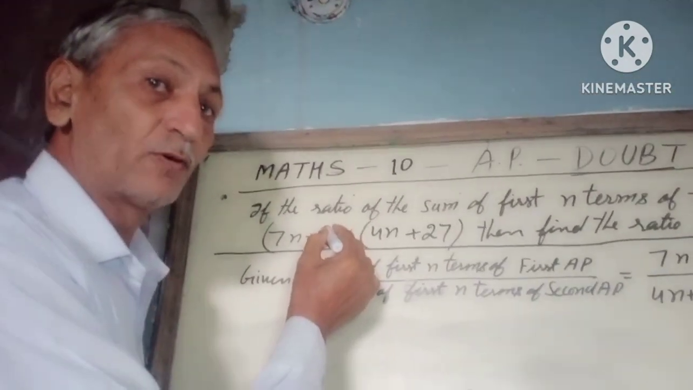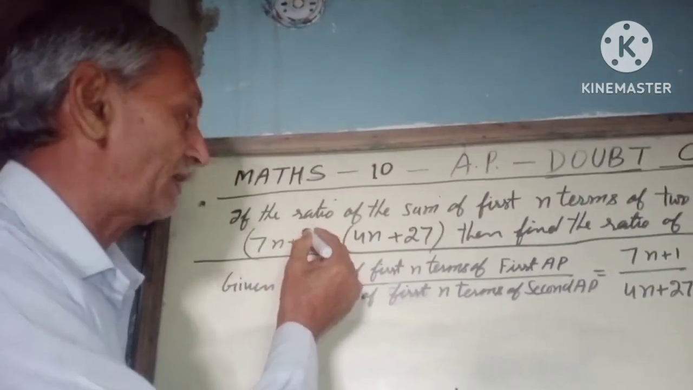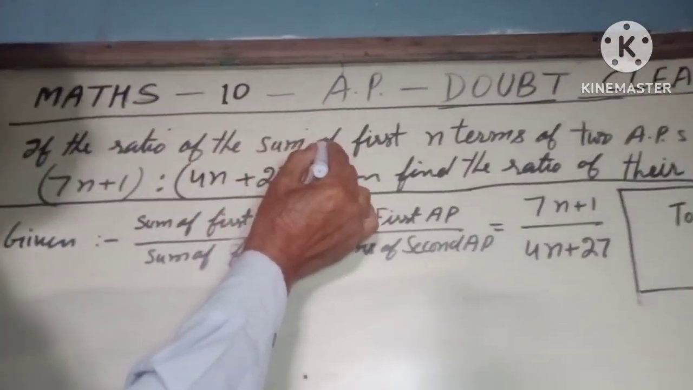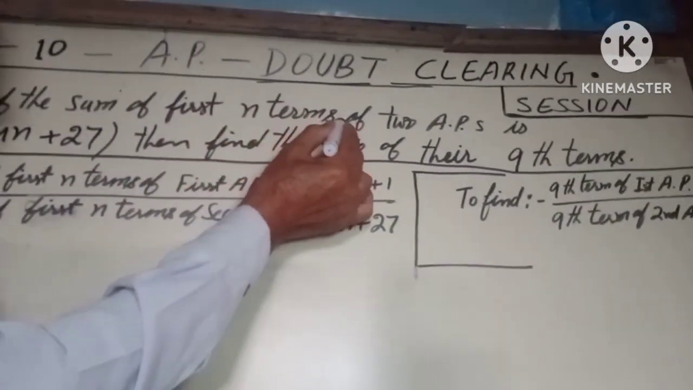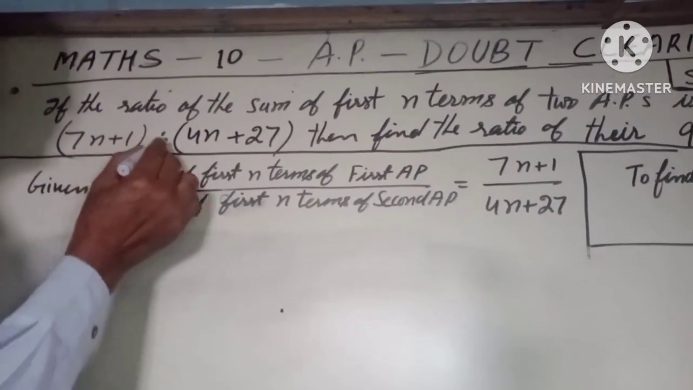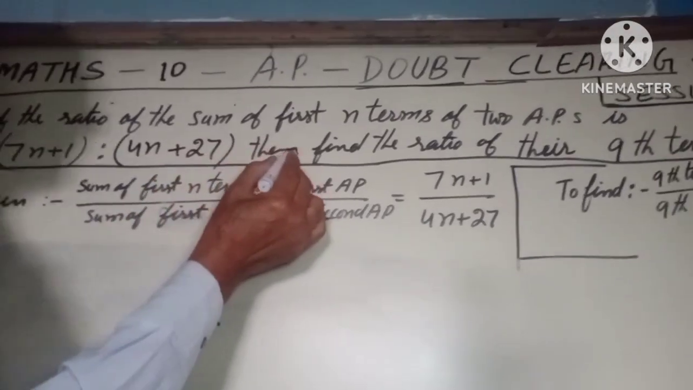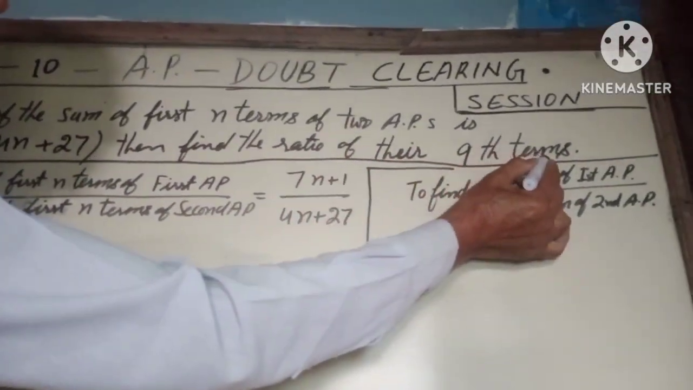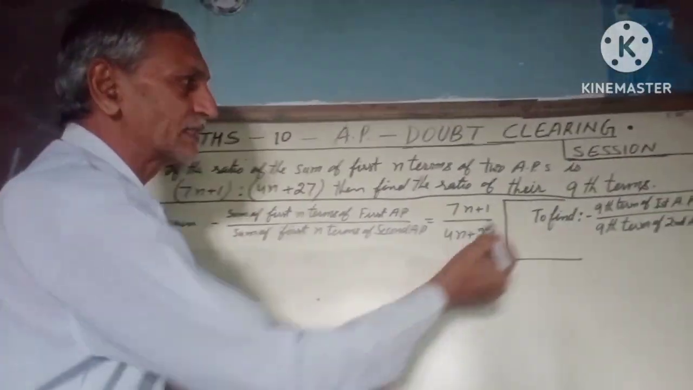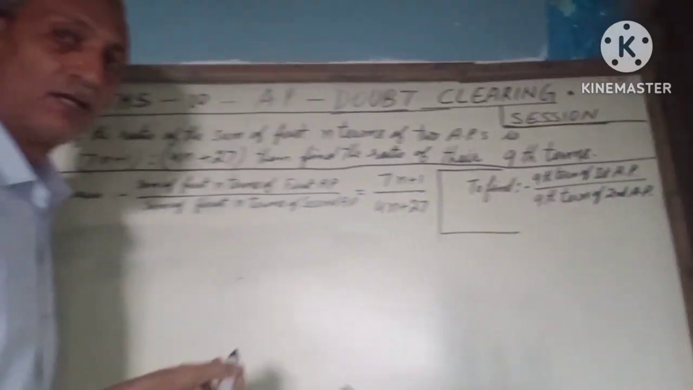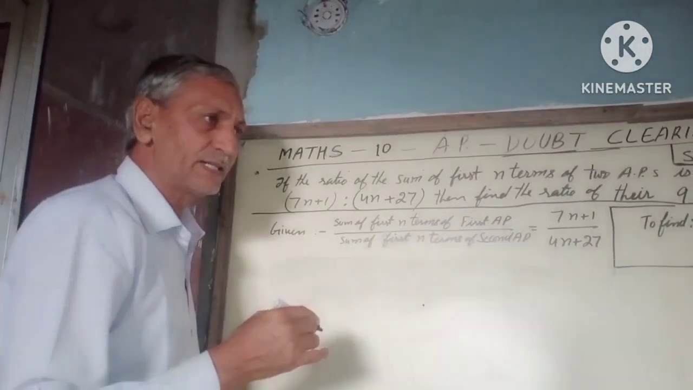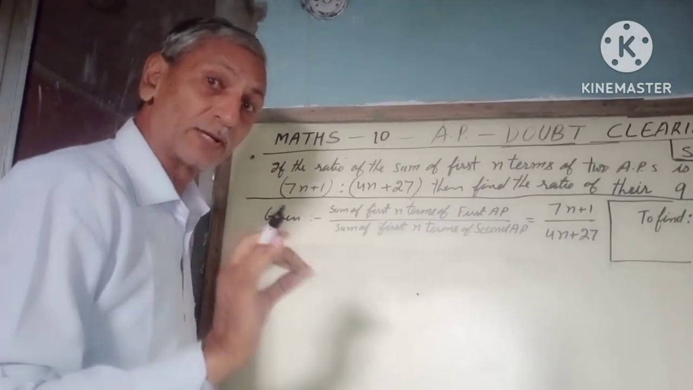Many times, 3-4 times it has appeared in the board exam. The question is, if the ratio of the sum of the first n terms of two APs is 7n plus 1 ratio 4n plus 27, then find the ratio of their ninth terms. See, this has been appearing many times in the exam. Sometimes they are asking ninth term, sometimes 16th term, sometimes mth term. Likewise, with small changes, it has appeared many times. So this is a very important sum.